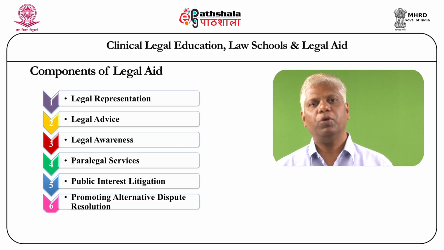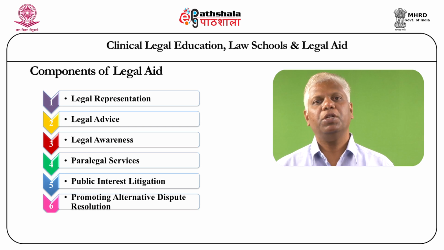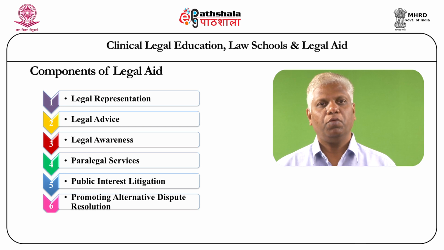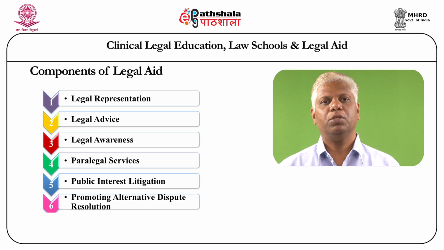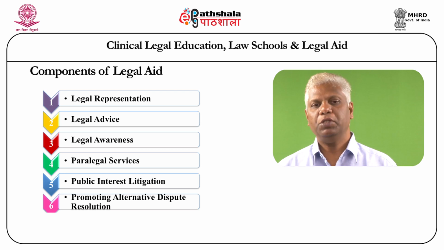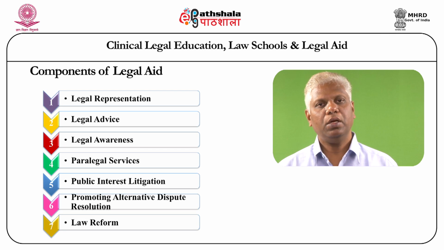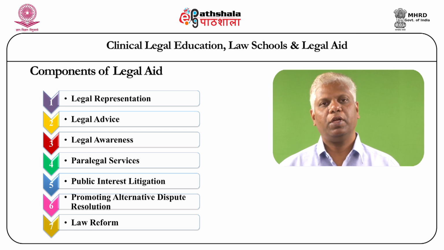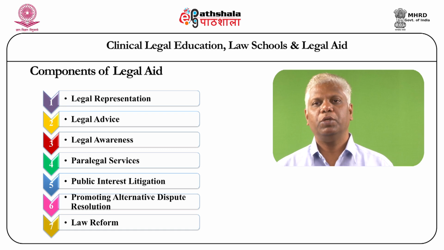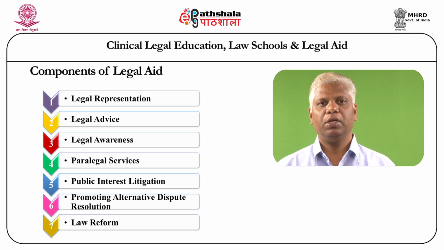And the sixth one is promoting alternative dispute resolution, because every dispute need not go to the court. We have very vibrant alternative dispute resolutions mechanisms in place. So, therefore, promoting this alternative dispute resolution becomes part of legal aid. And the last one but not the least is the law reform. So, bringing changes in the law for effective implementation is also part of legal aid. So, these are the 7 components that the 3 reports has identified becomes part of legal aid.